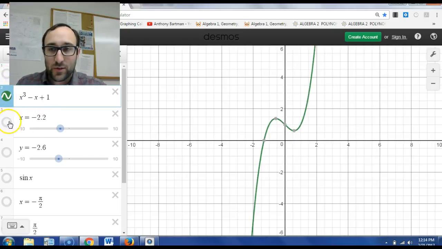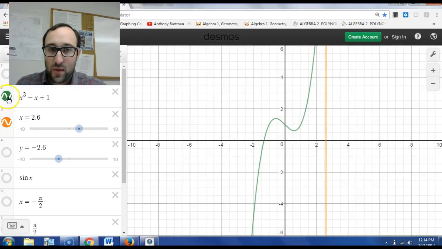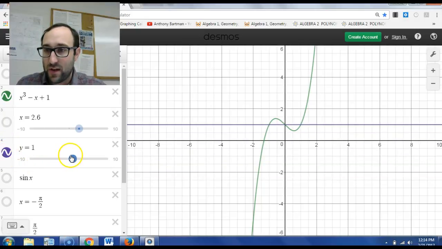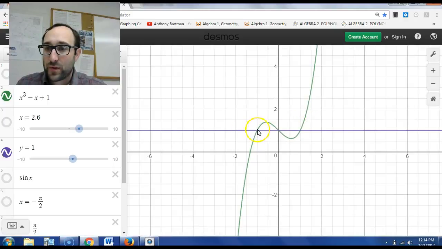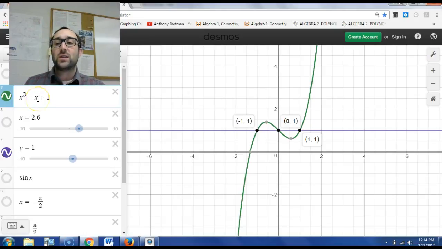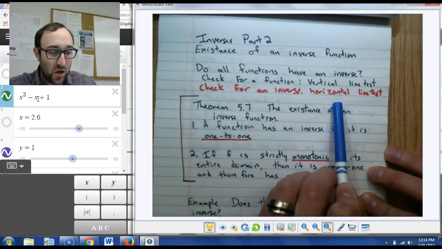So let's look at this one. Let's look at the vertical line test. Is this a function? Yes, it is. Then, does it even have an inverse? We'd say right here, no, because we've got this point, this point, and this point. These 3 points tell us its inverse is not going to be a function. Now the original function is a function, but its inverse is not. So this x cubed minus x plus 1 does not have an inverse.